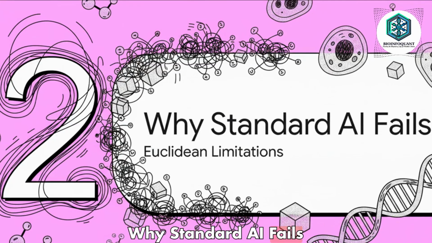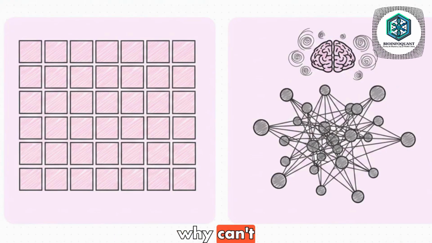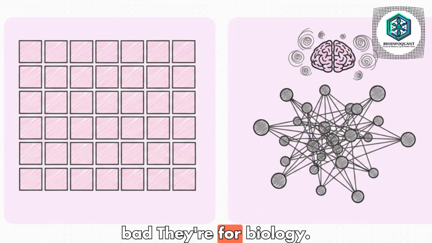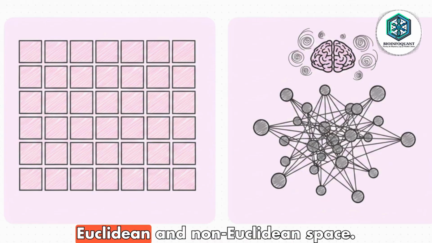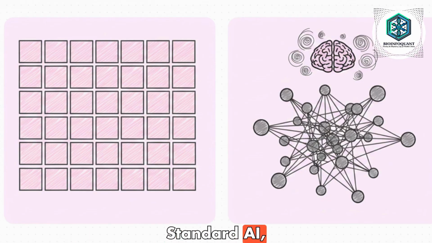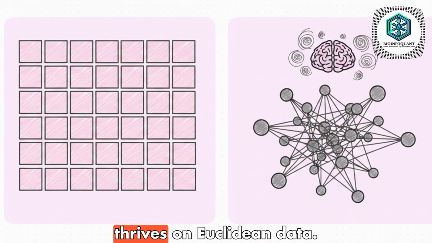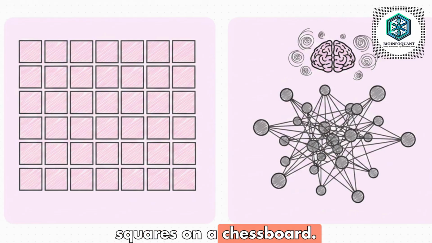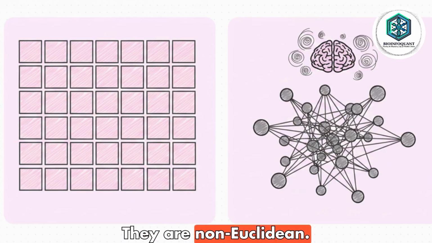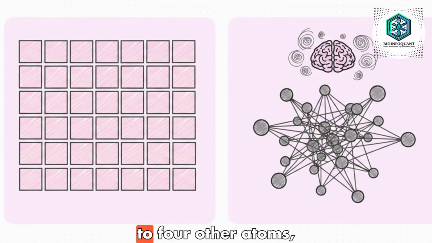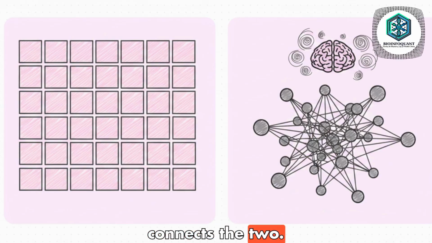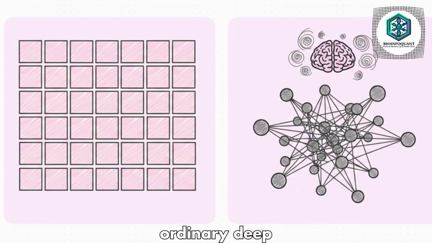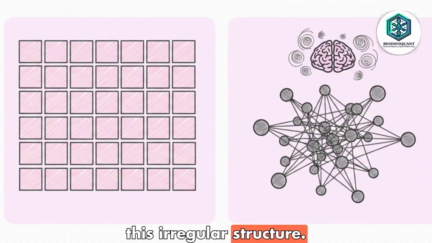Section 2. Why standard AI fails. Now, you might be wondering, why can't we just use ChatGPT or standard AI image generators to figure this out? Well, standard neural networks just weren't built for biology. It fundamentally comes down to the difference between Euclidean and non-Euclidean space. Standard AI, like the models that instantly recognize your face in a photo, thrives on Euclidean data. That means regular, flat, predictable grids, kind of like pixels in an image or squares on a chessboard. But molecules are non-Euclidean. They're wildly irregular. An atom of carbon might connect to 4 other atoms, while an oxygen atom nearby only connects to 2. There's no fixed left, right, up, down grid. It's just a tangled friendship network of atoms. Because of that, ordinary deep learning gets completely lost trying to process this irregular structure.